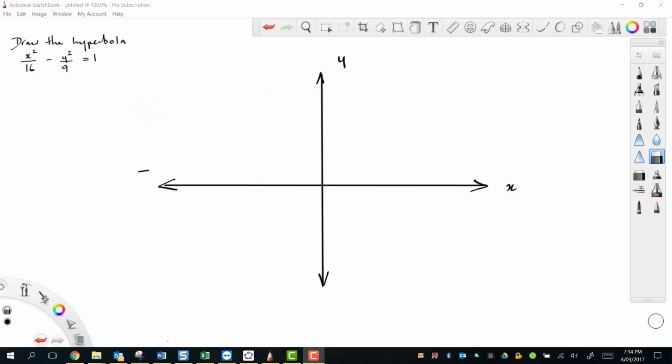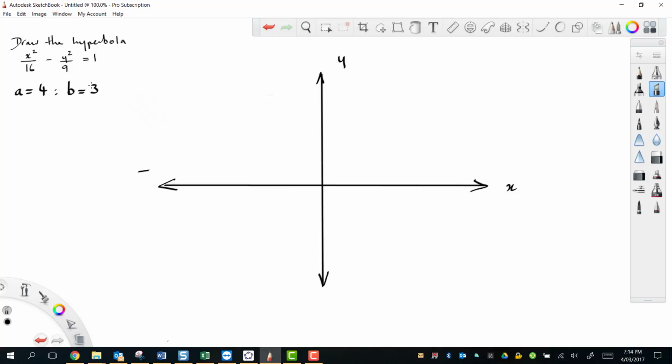Okay, so we're going to draw the hyperbola x squared on 16 minus y squared on 9 equals 1. We want to do this pretty accurately, so we'll start by working out a and b and e. a squared is 16, so a is 4. b squared is 9, so b is 3.